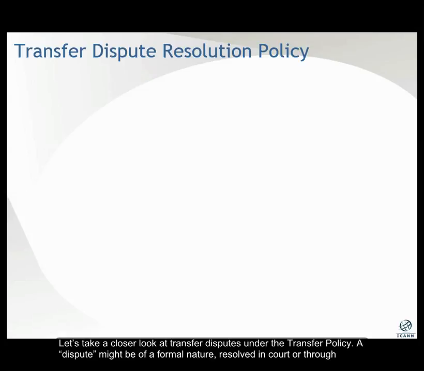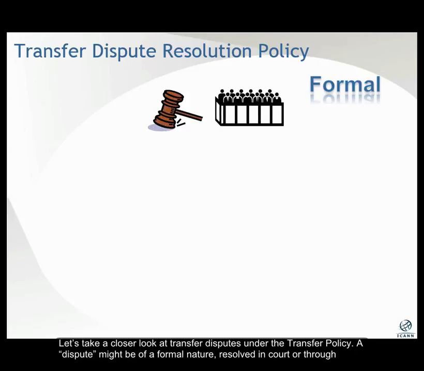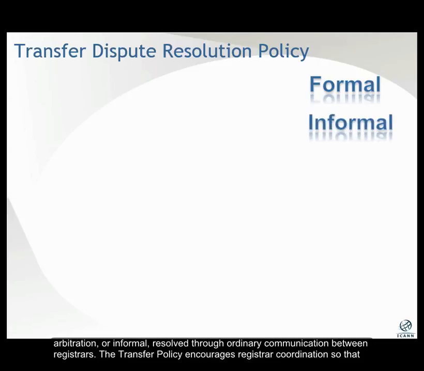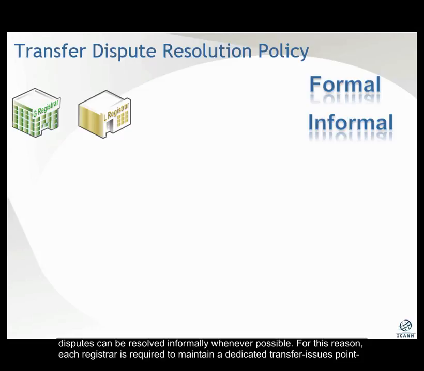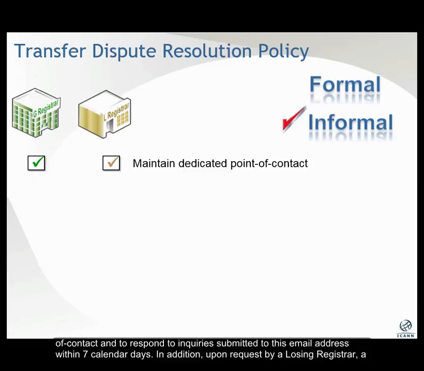Let's take a closer look at transfer disputes under the transfer policy. A dispute might be of a formal nature, resolved in court or through arbitration, or informal, resolved through ordinary communication between registrars. The transfer policy encourages registrar coordination so that disputes can be resolved informally whenever possible. For this reason, each registrar is required to maintain a dedicated transfer issues point of contact and to respond to inquiries submitted to this email address within 7 calendar days.